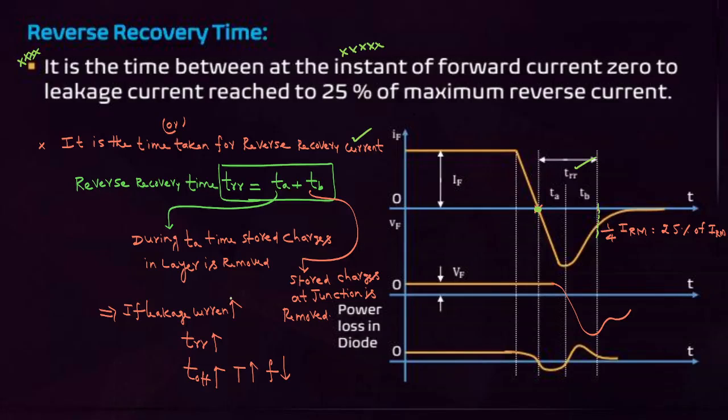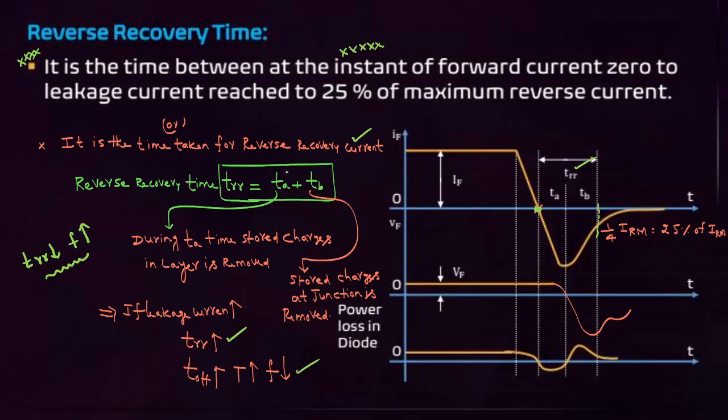This reverse recovery time is very important for selecting a diode for a particular application. A diode designed for high reverse recovery time is used for low frequency applications. A diode designed for low reverse recovery time is used for high frequency applications. Very important: if TRR is less, the diode is used for high frequency applications. These relations you also have to concentrate on.